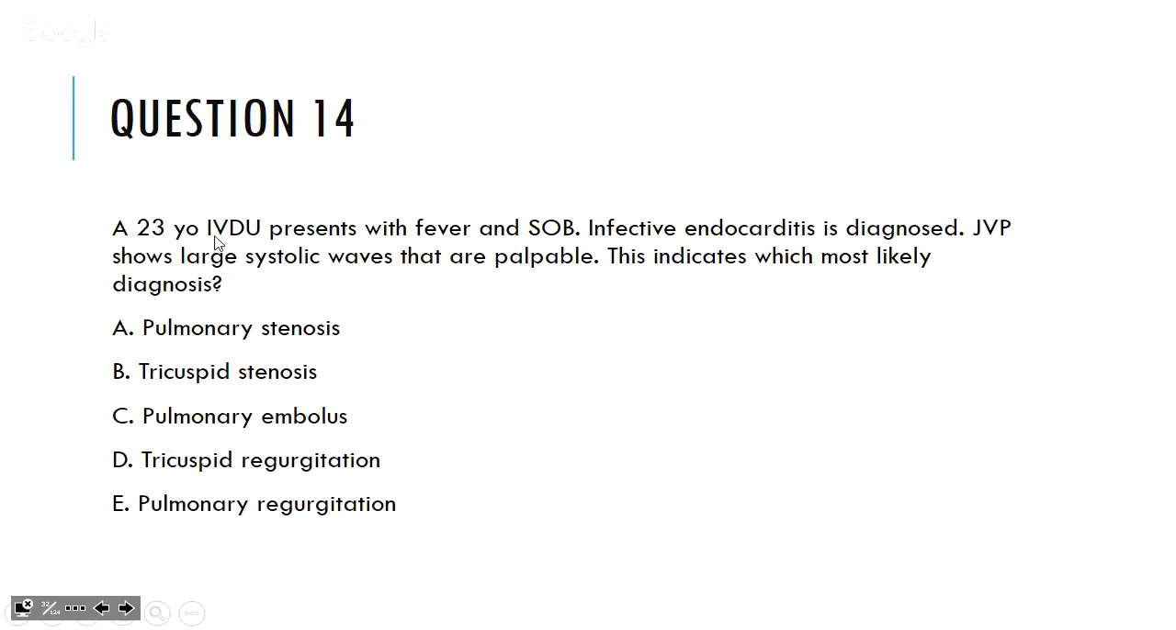So this is just a buzzword you kind of have to remember. So IV drug users, kind of just think of it as the tricuspid valve is the first valve it gets to after they inject and it goes through. And then the bacteria will land there and cause regurg.